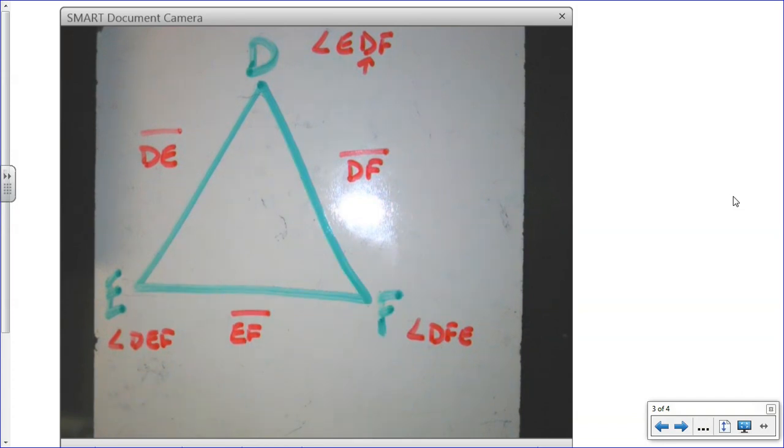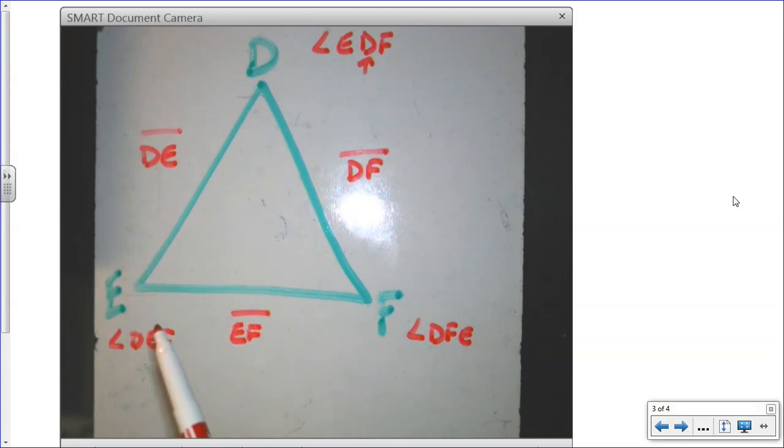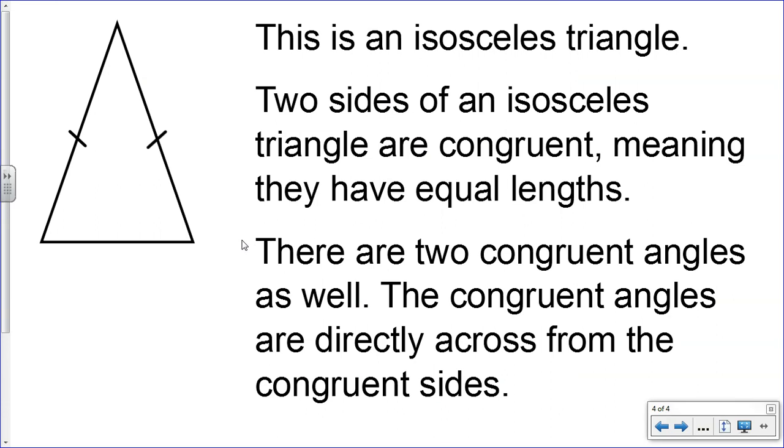And similarly to how we named our angles, the line segments can be named in the reverse order as well. So this could be segment ED, this could be FD, and this could be FE. Okay, so that's naming our segments. What we want to take a look at right now is this next idea of the isosceles triangle.